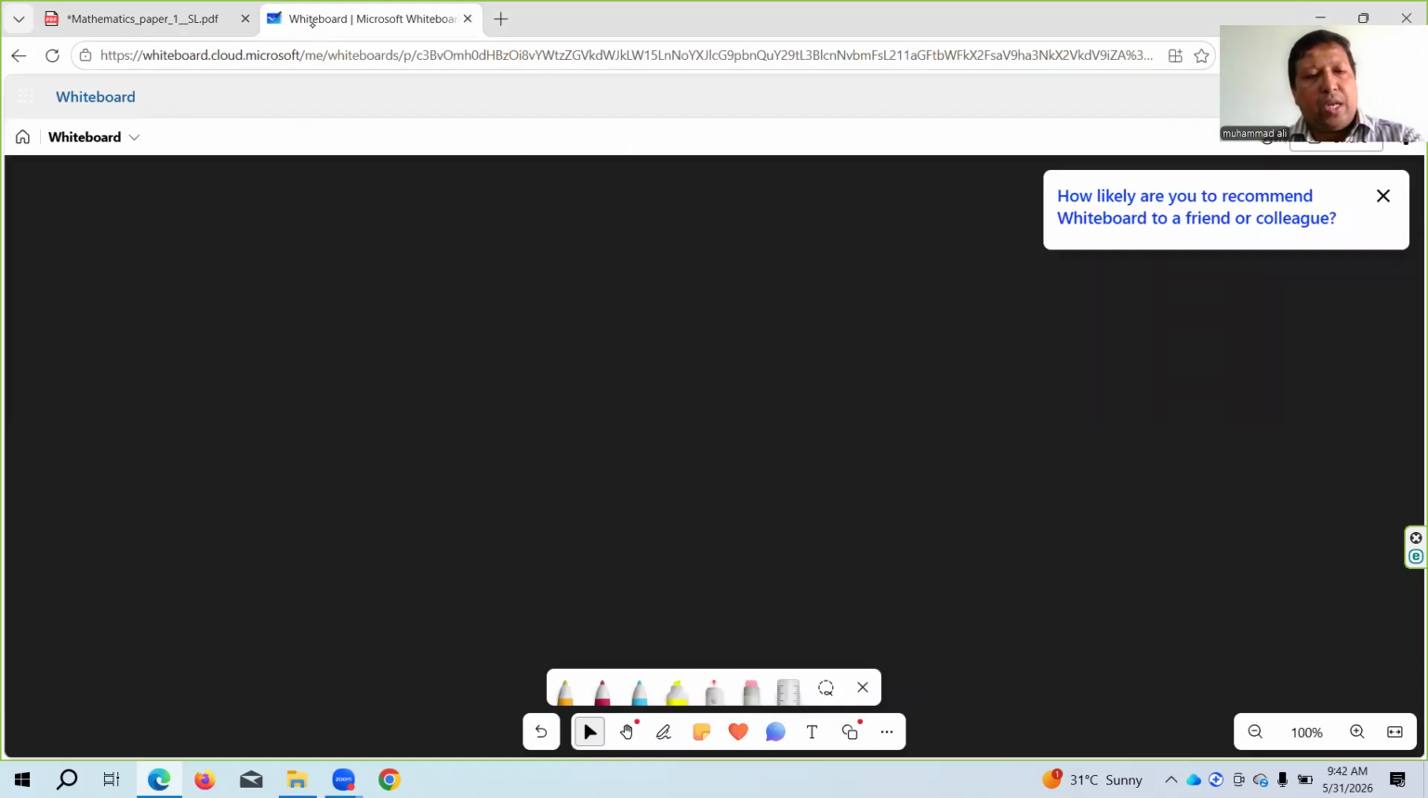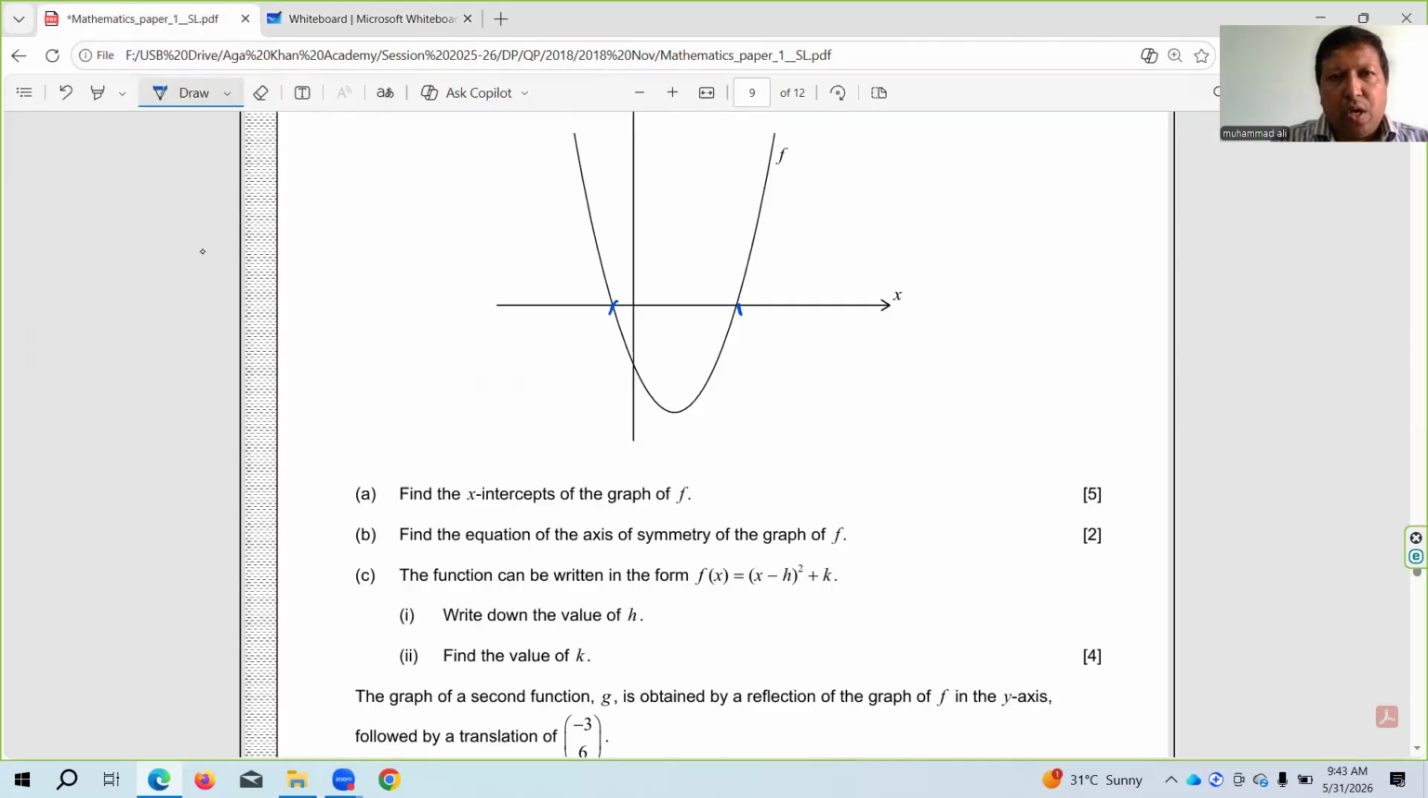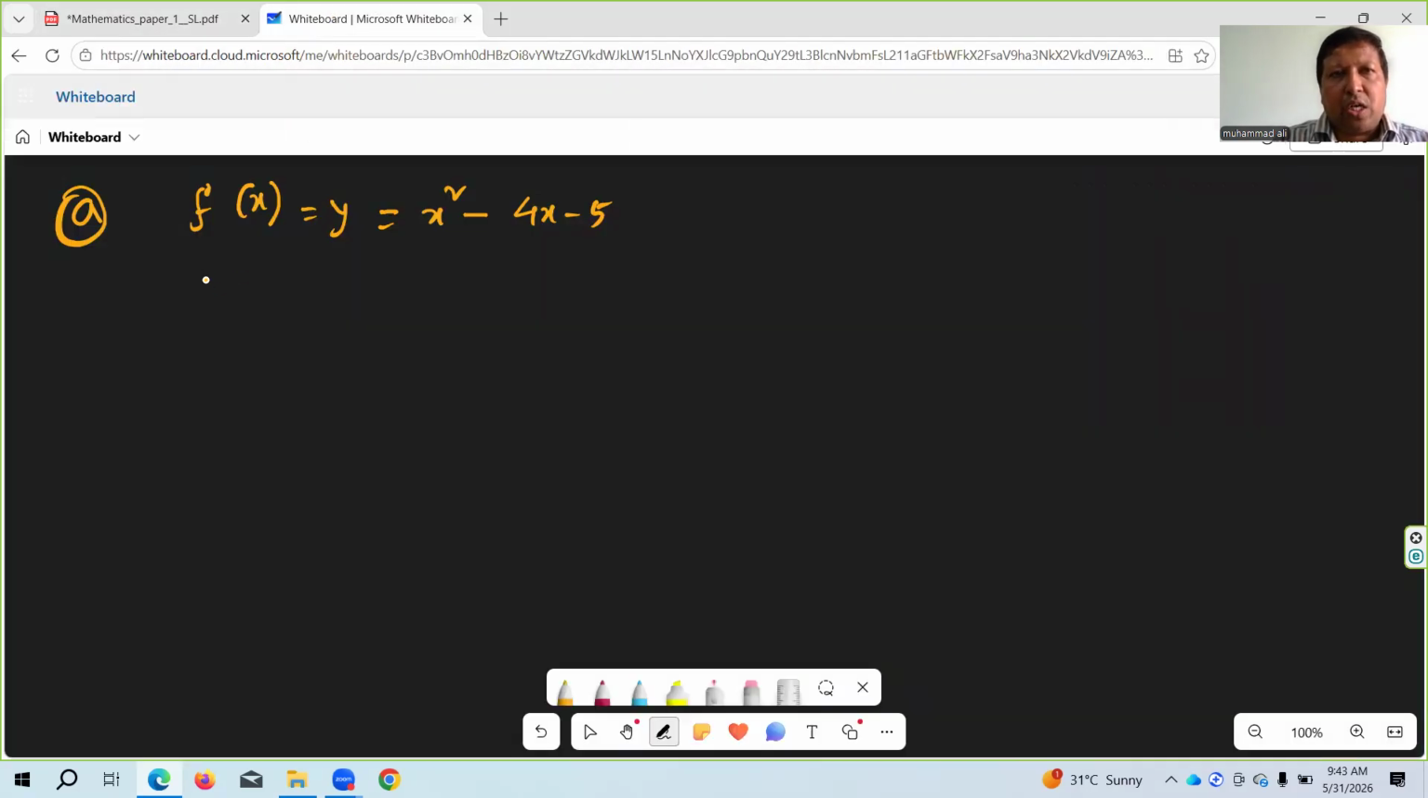We know that when any graph passes through the x-axis, the y value is 0. So f(x) means y equals x squared minus 4x minus 5. To find the x-intercepts of this function, we write f(x) equals 0, or y equals 0. So it will be x squared minus 4x minus 5 equals 0.